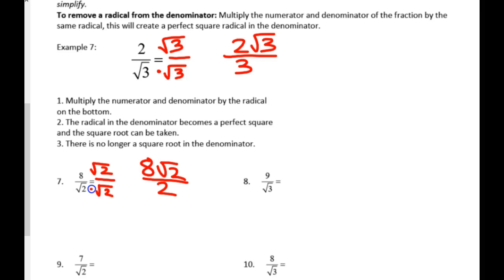Now, unlike the last time, this one I could actually reduce. Does everyone see that 8 and that 2? That can reduce. What's 8 divided by 2? So this is really 4, and then the square root of 2 still goes next to it. That's it. Okay?